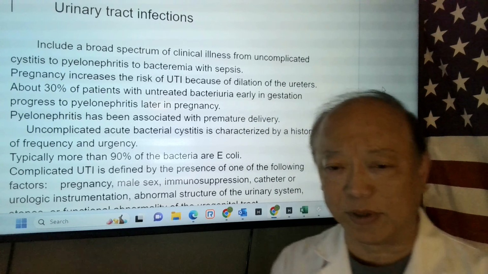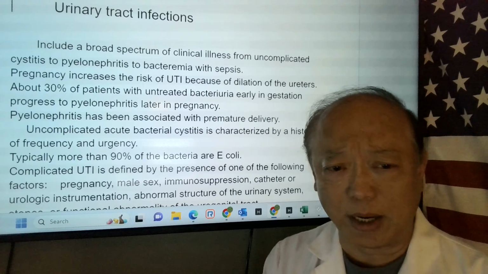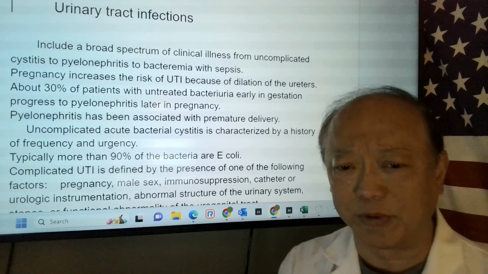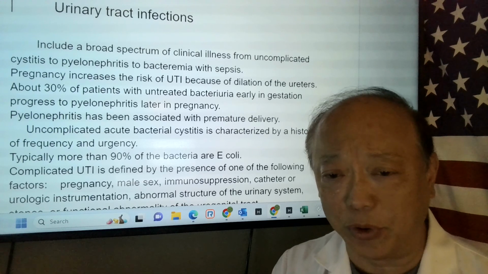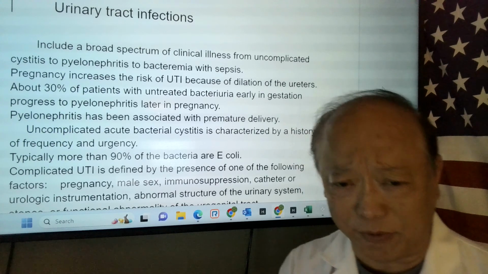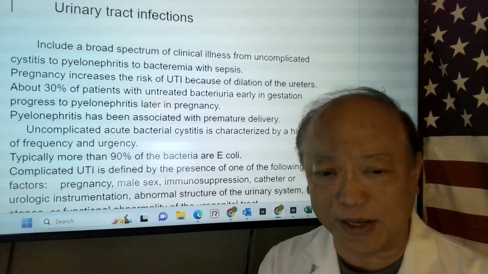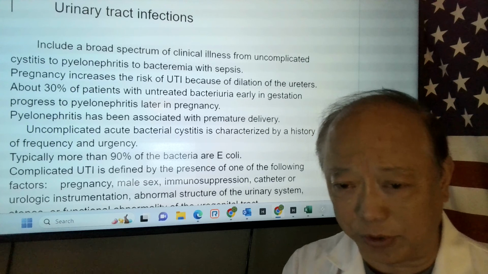Pregnancy increases the risk of urinary tract infection because of dilation of the ureters. About 30% of the patients with untreated bacteriuria early in the gestation progress to pyelonephritis later in pregnancy. Pyelonephritis has been associated with premature delivery.